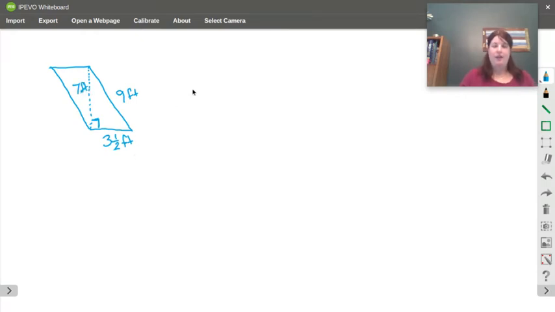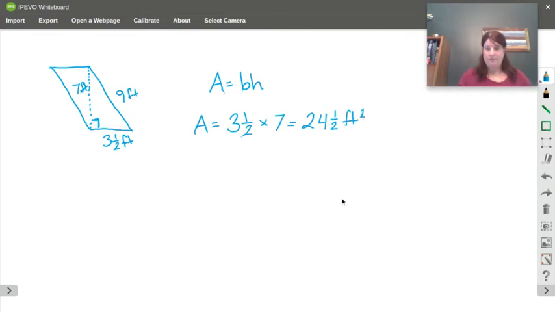Okay, so same formula, area equals base times height, and our base, so area equals 3.5, that's our base, and our height is 7 feet, times 7. And we end up with, I'll put it over here this time, 24.5 feet squared. Okay?